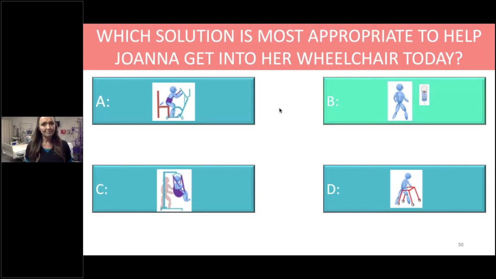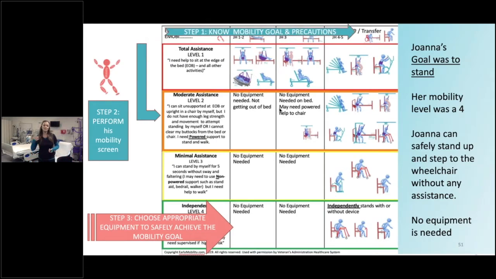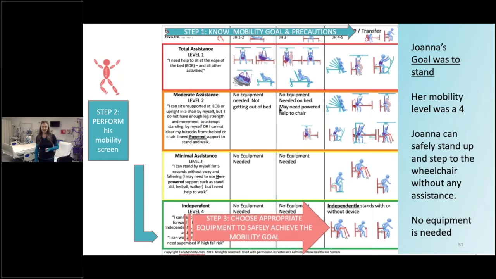She's independent. So hopefully you're beginning to see here how we use these tools and the mobility screen. Her goal was transferring, her level was independent, no equipment necessary.